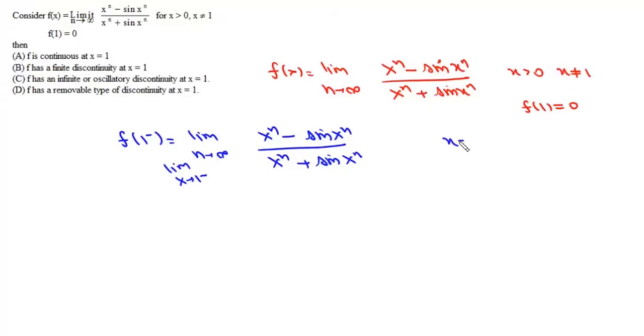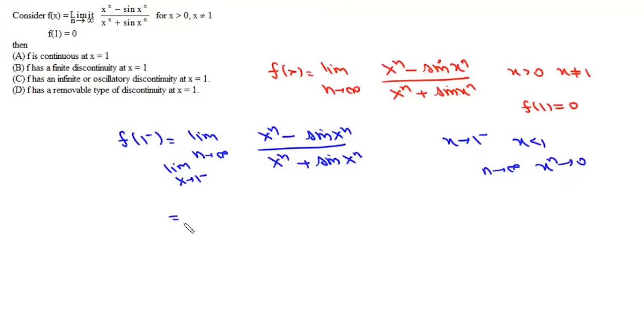Now x tends to 1 negative means x is less than 1, and if x is less than 1, then as n approaches infinity, x to the power n approaches 0.